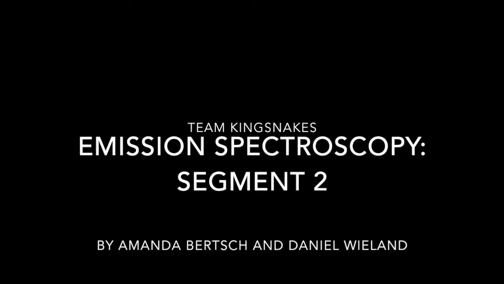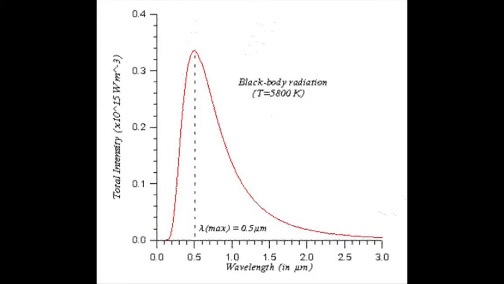And this is Daniel Wieland, and today we'll be talking about emission intensity. Emission intensity is what is displayed on the y-axis of an emission spectrum. It is proportional to the number of photons that are released at a certain wavelength. This is what produces the emission spectroscopy curve. Thus, the lambda max emission point is the wavelength at which the greatest intensity is observed.